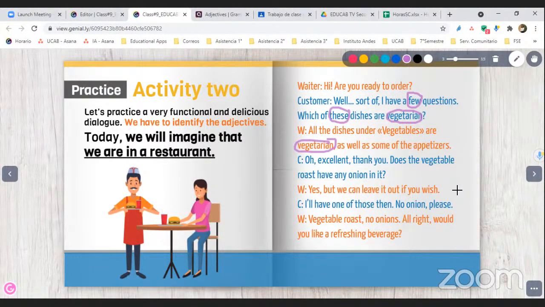I don't know if some is an adjective. I'm not sure of that. Where do you see some? Okay, some of the appetizers. Well, here no, because it is not modifying a noun, okay? If I say, for example, some questions, yes, it would be an adjective, but here it is not. Okay, do you see another one? I see, I think, two more. Refreshing. Okay, refreshing. Yes, refreshing, because we're telling how the beverage is. Okay. And do you see the last one?